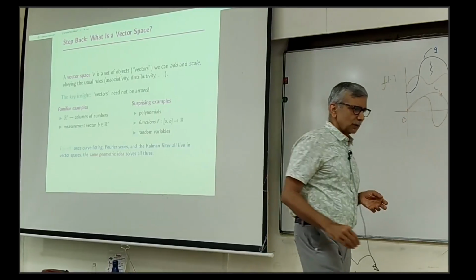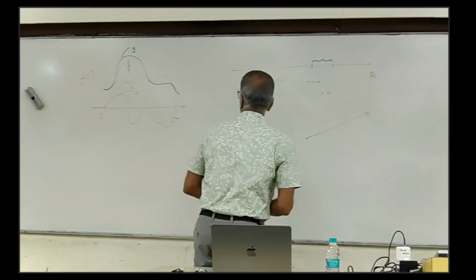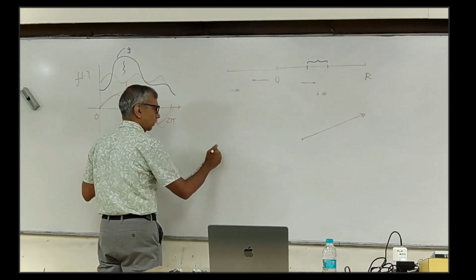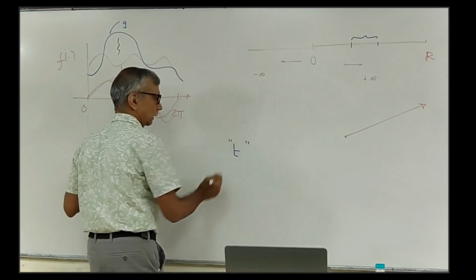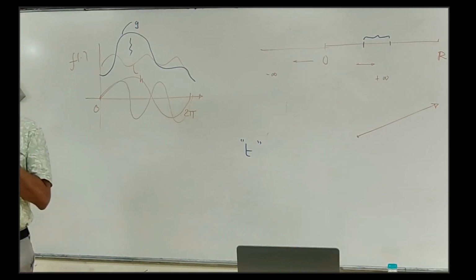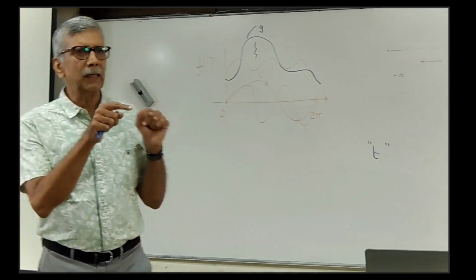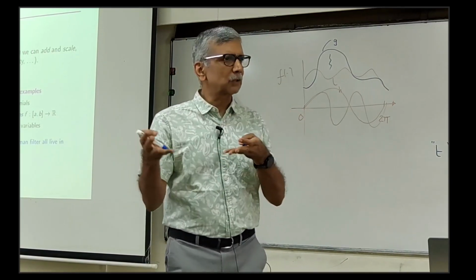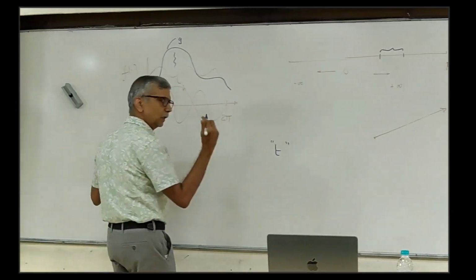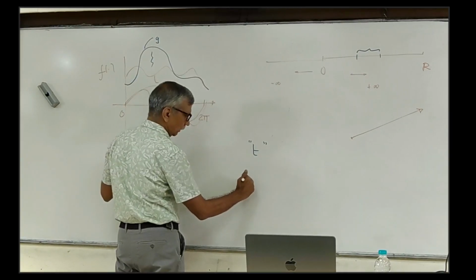So here are some examples. Polynomials. Let me take a polynomial in the indeterminate t. When you describe a polynomial, it has an indeterminate, either t or x or y. So let me take a polynomial of degree n. It will look like this.